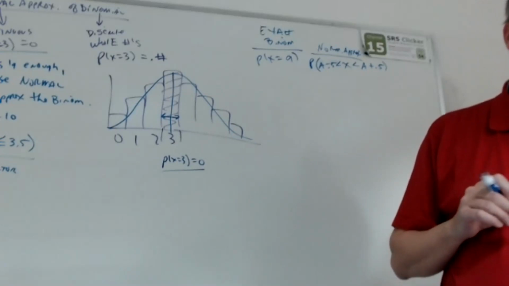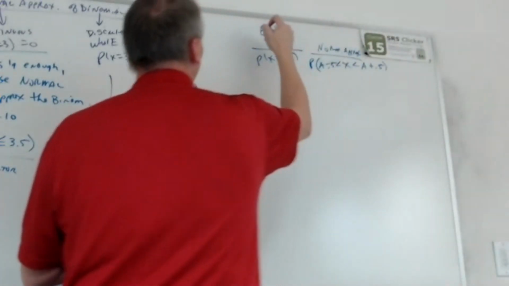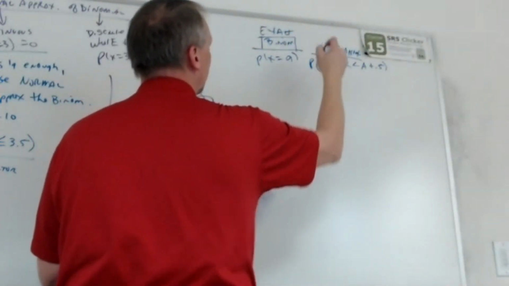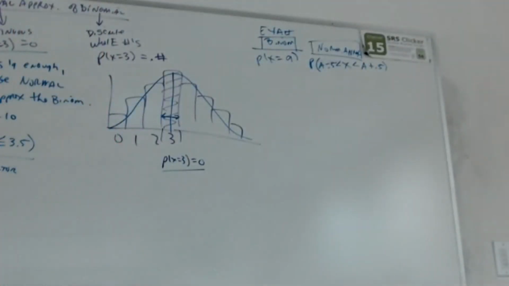Okay, so let me finish out this table. Really what we're saying is you've got a binomial distribution and we're doing a normal approximation. Now you're probably going to be asking me, why would I do such a thing? And I'll answer that question in just a minute.